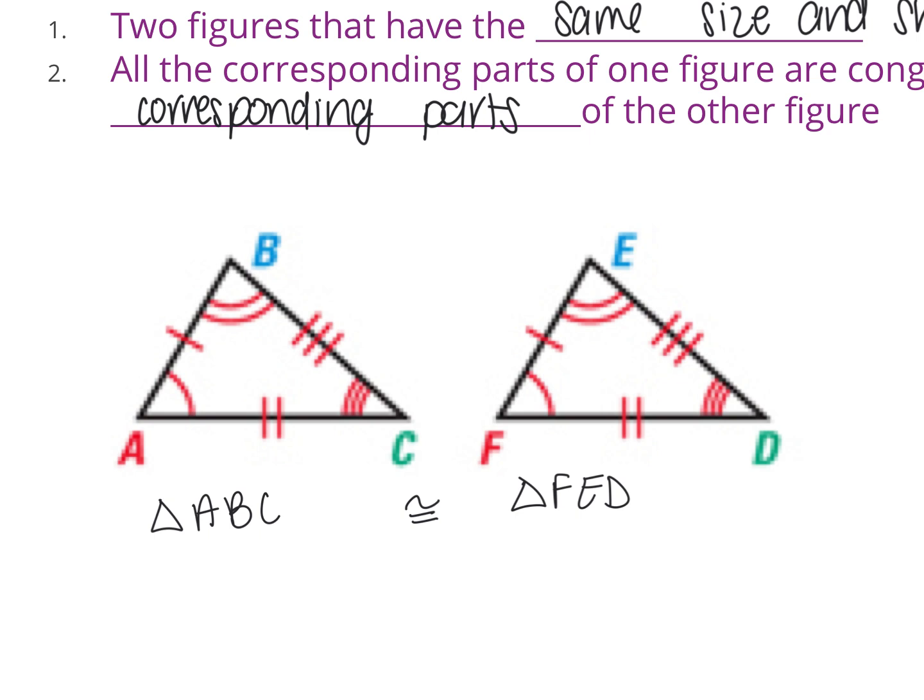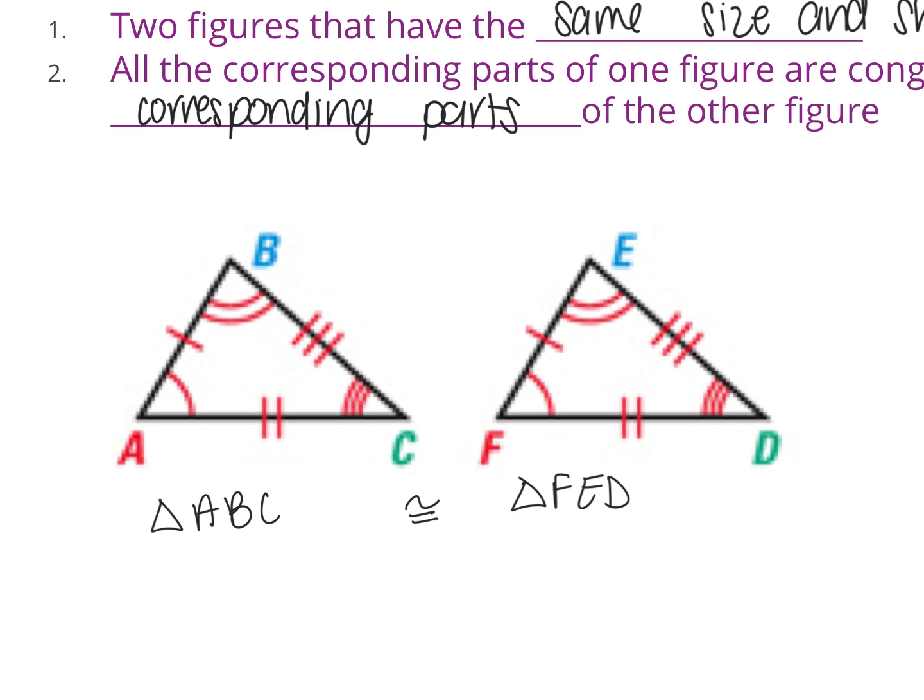Please keep in mind, think of it as a matching game. You're matching what's congruent. So I'm going from A to B and B to C, and I'm doing the exact same thing for the other one: F to E, E to D. These have to be specifically written in order. If it's not written in the correct order, it will be incorrect.